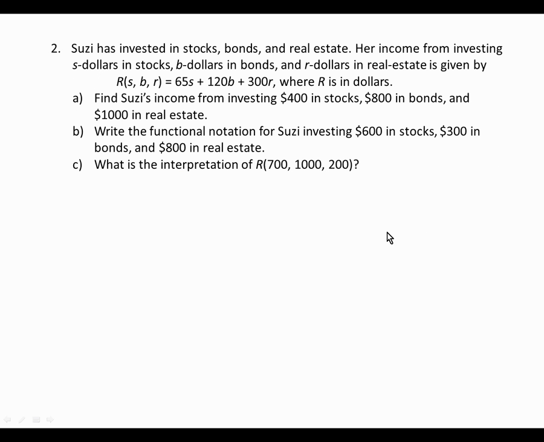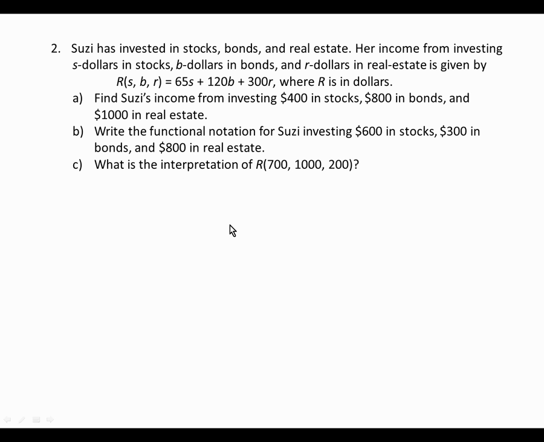Number 2. Susie has invested in stocks, bonds, and real estate. Her income from investing S dollars in stocks, B dollars in bonds, and R dollars in real estate is given by capital R for revenue of S, B, little r is equal to 65S plus 120B plus 300R, where capital R is in dollars. So notice it's stocks, bonds, real estate in that order.